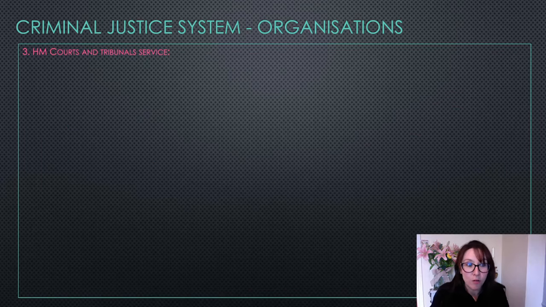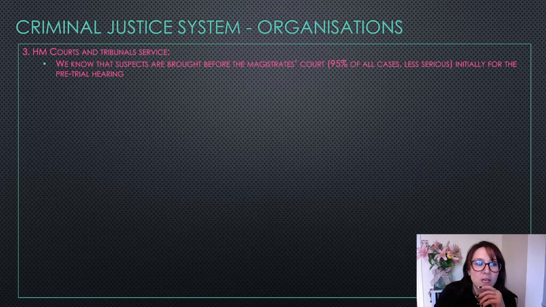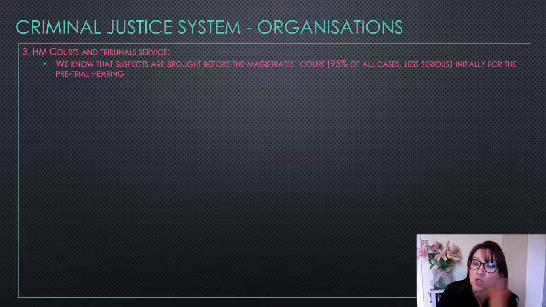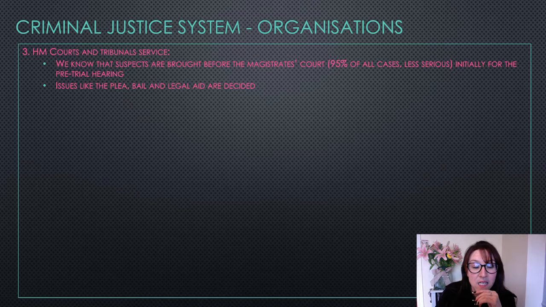In your fourth colour around the bubble, this is for the HM Courts and Tribunal Service. We know that suspects are brought before the magistrates court in 95% of all cases, these are the less serious crimes. If it's a serious crime, it goes straight to Crown Court. The magistrates will not deal with them. Initially, for the pre-trial hearing, issues like the plea, bail and legal aid are decided.